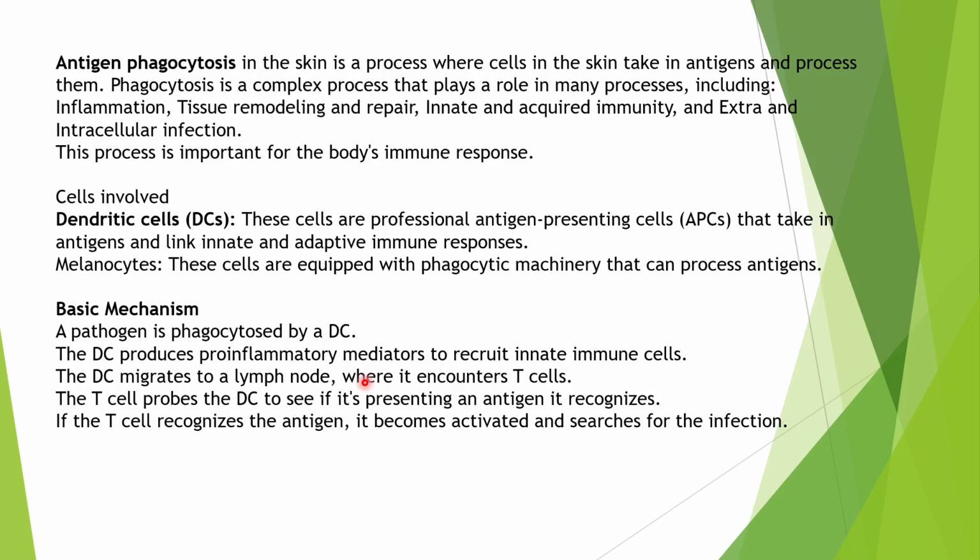So what are the cells that are particularly involved in antigen phagocytosis of the skin? In the skin, they are your dendritic cells. They are the major cells involved. Other than this, melanocytes are also capable, sometimes equipped with phagocytic machinery. But your major cells that are involved are your dendritic cells.